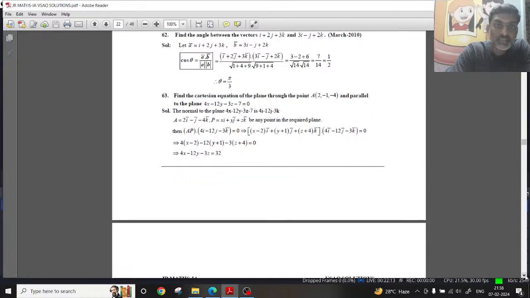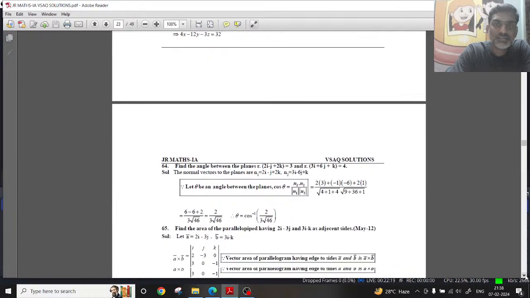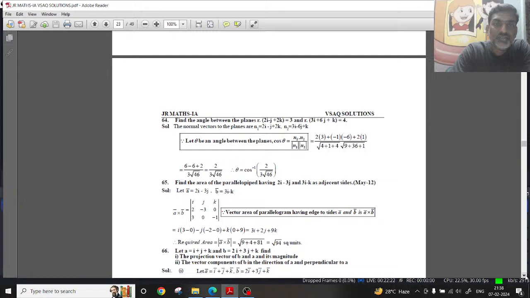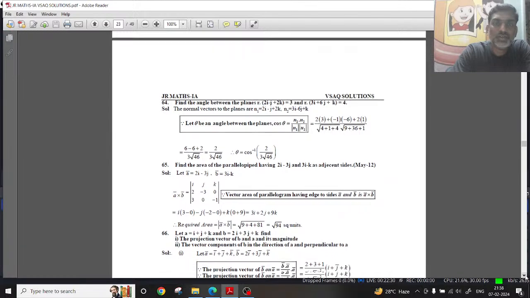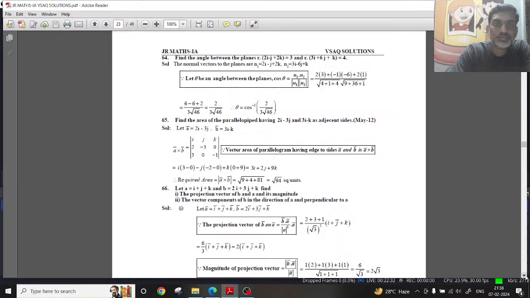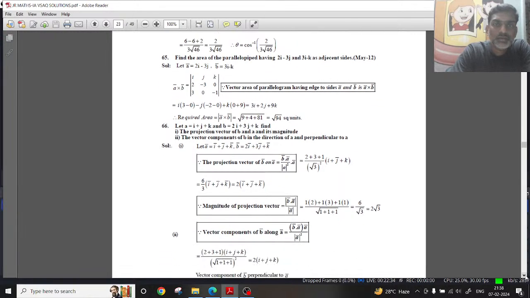Question number 63, find the Cartesian equation of the plane passing through the points. This is again an equation. Find the angle between the planes. Angle between the planes, direct formula: n1 dot n2 divided by magnitude of n1 into magnitude of n2, where n1 and n2 are the normals of the planes. Find the area of a parallelepiped. This is also a direct formula and important.